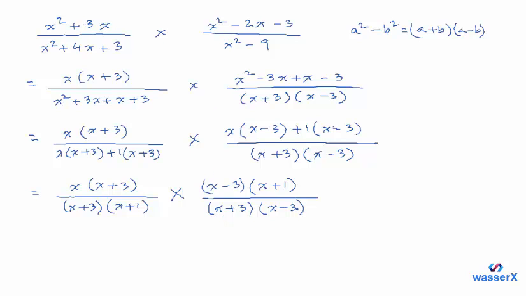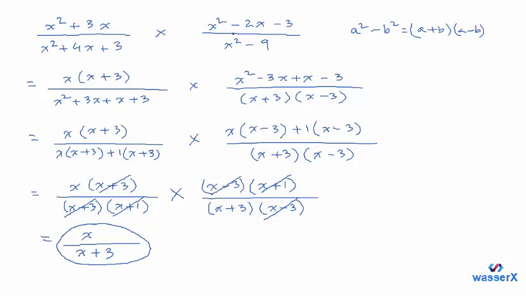It's time for us to cross off common factors. We see an x plus 3 here and another x plus 3 here, cross them off. We see an x plus 1 here, another x plus 1 over here, cross them off. And x minus 3 goes with x minus 3. Anything else doesn't look like it. Therefore, we are only left with x on the top. Everything else has crossed off, meaning they have become a 1, and x times 1 is the same as x, over x plus 3 on the bottom times 1, which is x plus 3. So this is the simplified form of this product.